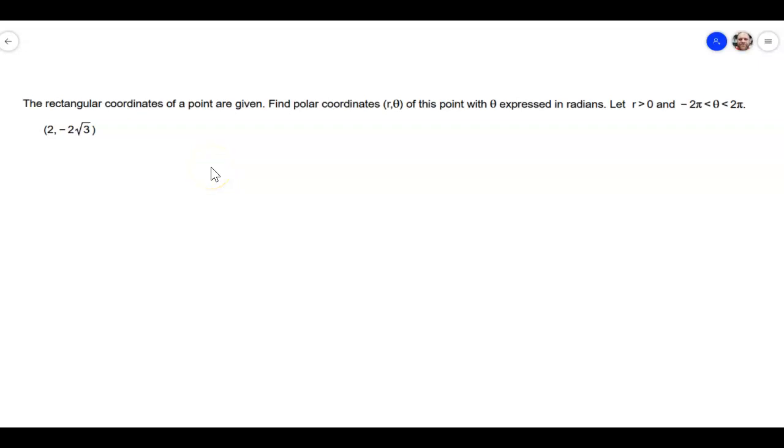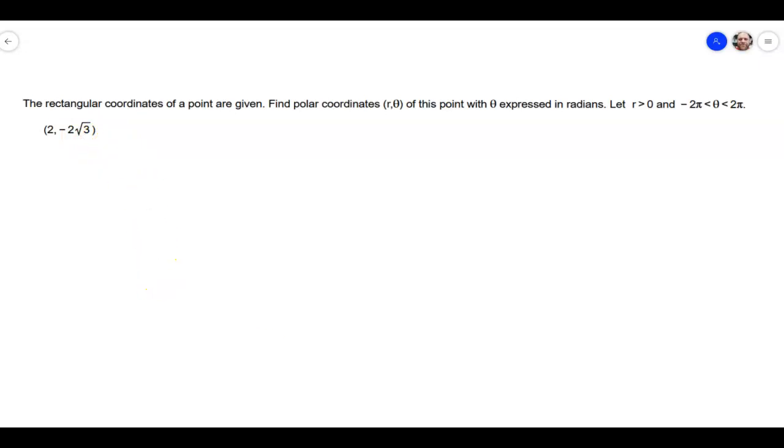Today I'm going to look at an example from section 9.1. This is number 16, and it says the rectangular coordinates of a point are given. Find polar coordinates r, theta of this point with theta expressed in radians. Let r be positive and let theta be between negative 2 pi and positive 2 pi, which gives us a larger than normal range there. And the point is (2, negative 2 root 3).